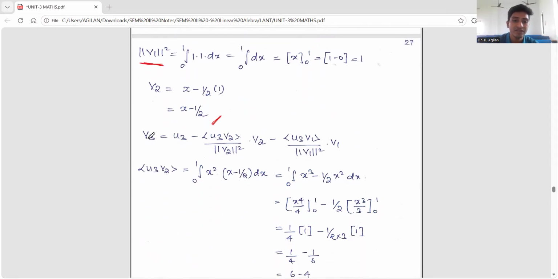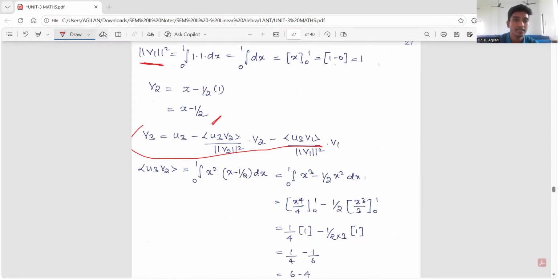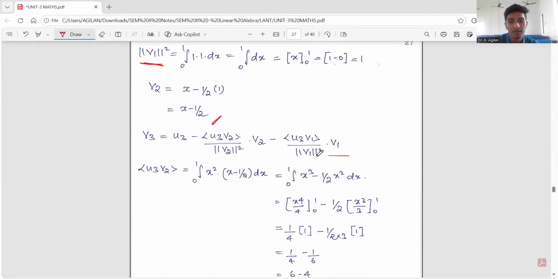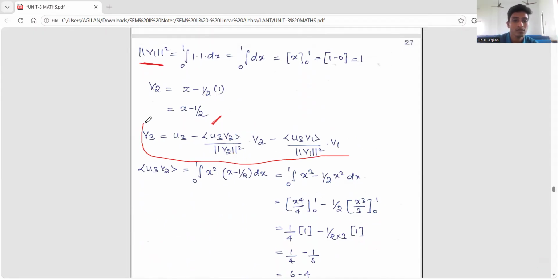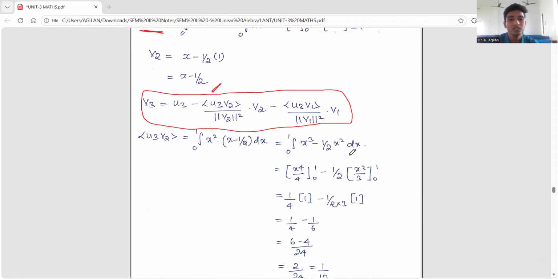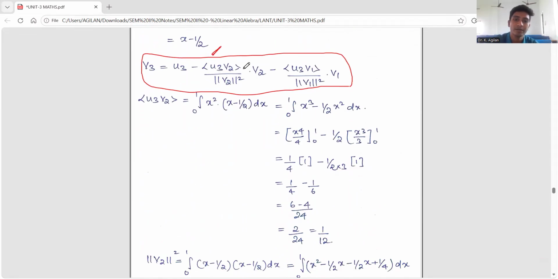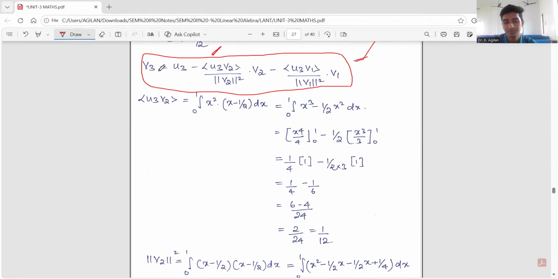Similarly, for v3, we have a formula, right? This is the formula for v3, the same formula. So substitute the parameter values of the inner product of u3 comma v2, u3 comma v1, the norm of v2 squared, the norm of v1 squared, v1, v2, and u3 in this formula. We can get the v3 value, right?